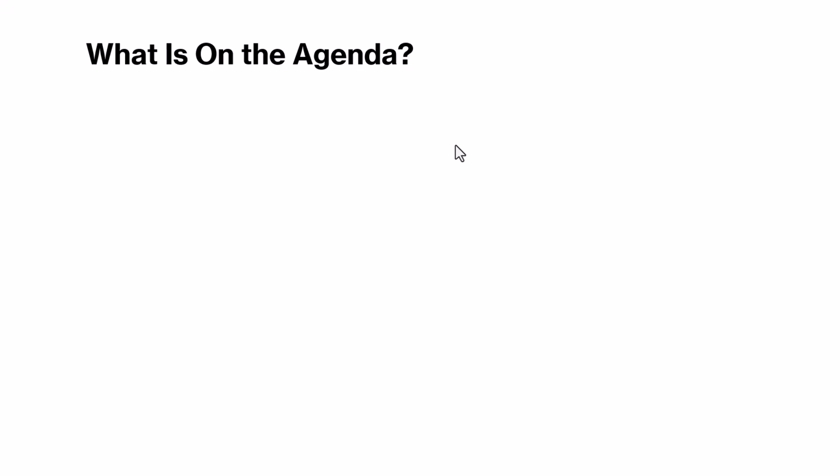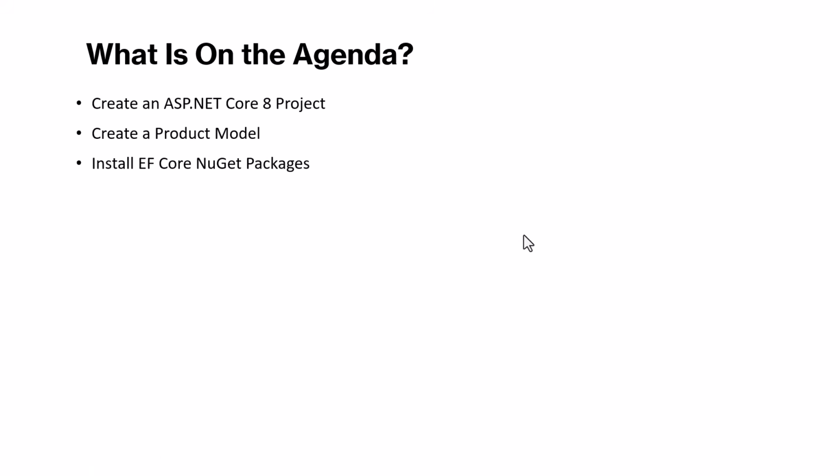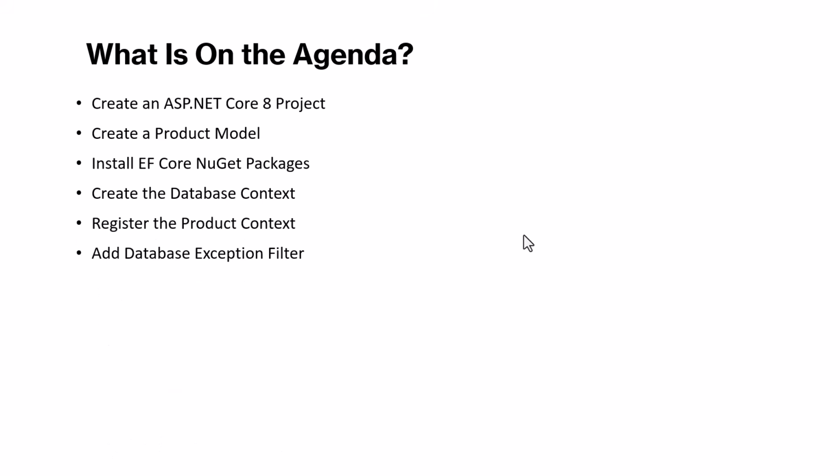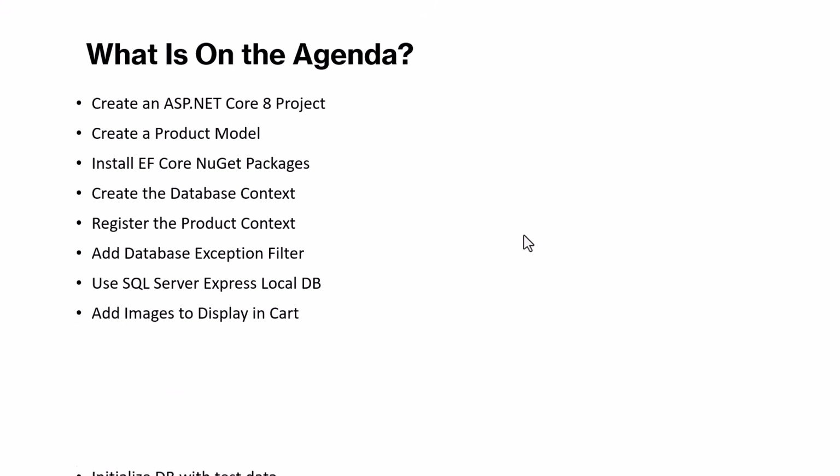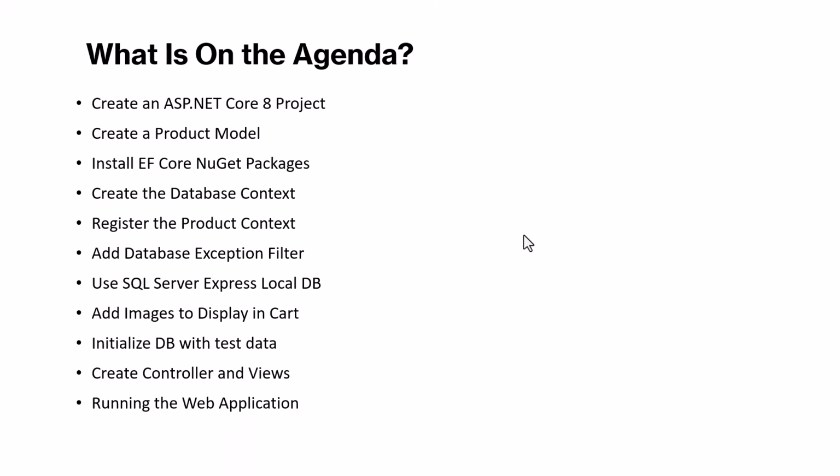So let's see what's on the agenda, or what the learning outcome of this lecture is. The first one is creating the ASP.NET Core 8 project, and then the second is to create a product model, install EF Core NuGet packages or Entity Framework Core NuGet packages, create the database context, register the product context, add database exception filter, use SQL Server Express LocalDB, add images to display in the cart, initialize the database with the test data, create controller and views, and finally run the web application.